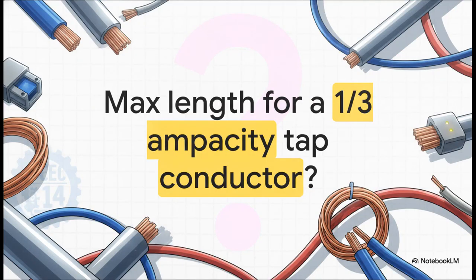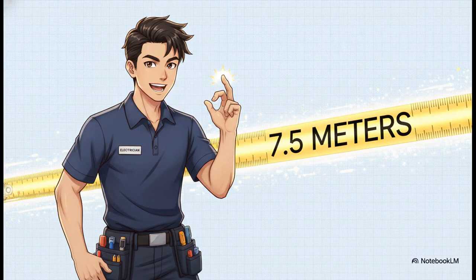Let's keep the pace up. Under Rule 14-100, what is the absolute maximum length for a tap conductor if its ampacity is at least 1/3 of the larger conductor it's tapped from? The answer is 7.5 meters. This comes straight out of the 7.5 meter tap rule, Sub-Rule 1-C. Look, knowing these specific distances and fractions off the top of your head, that is exactly what is going to save you huge amounts of time on the actual exam. You won't have to frantically flip through the index, you'll just know it and move on.